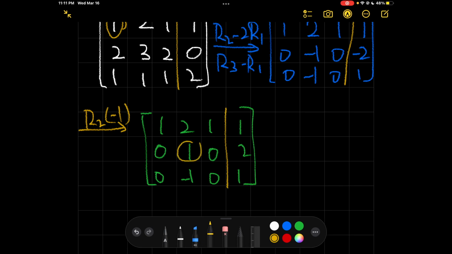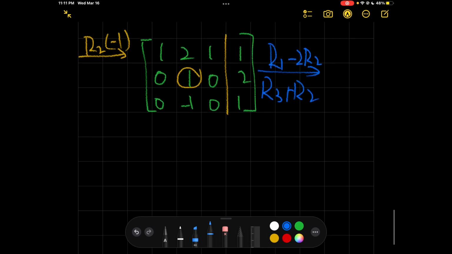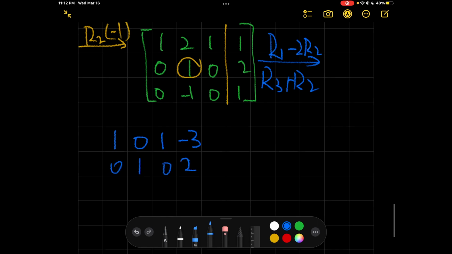Okay. We're using this as a pivot point right now. We can do row 1 minus 2 row 2, and row 3 plus row 2. We have row 1 minus 2 row 2. We have 1, 0, 1, 1 minus 4 is -3, and row 2 doesn't change: 0, 1, 0, 2. Row 3 we have 0, 0, 0, 3.